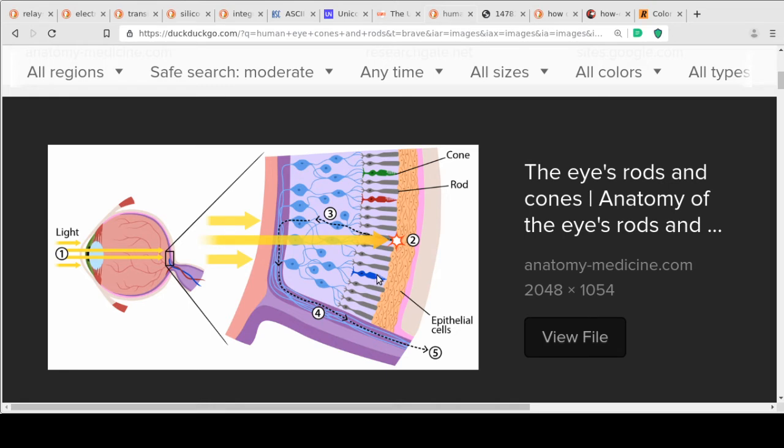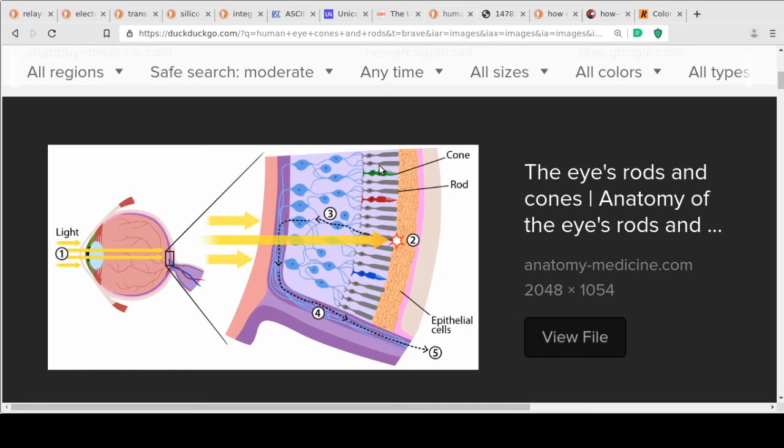So if you're seeing yellow, basically your red cones are being stimulated, your green cones are being stimulated, and your blue are not. And if you're seeing something like magenta, which looks like purple, well then your red cones are being stimulated, your blue cones are being stimulated, and your green ones aren't. And all different possibilities. You don't have to have pure magenta.